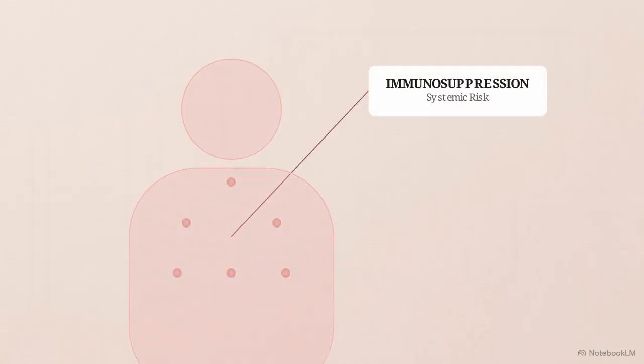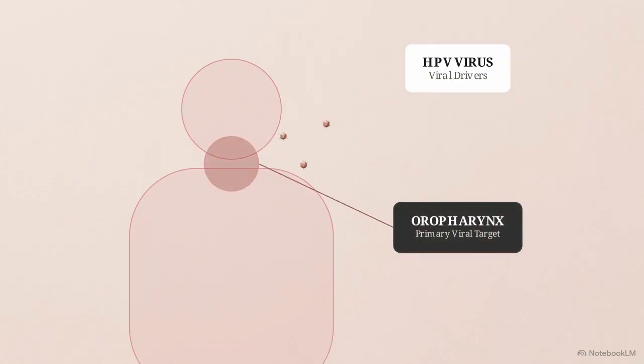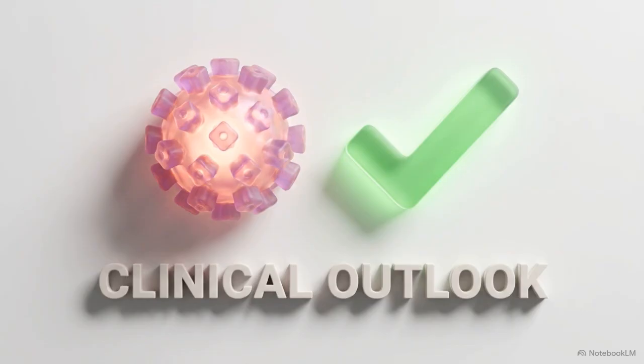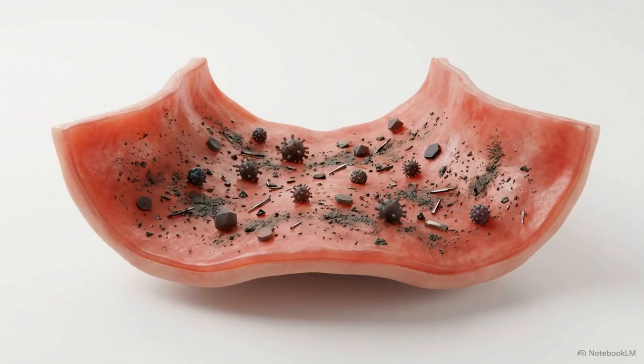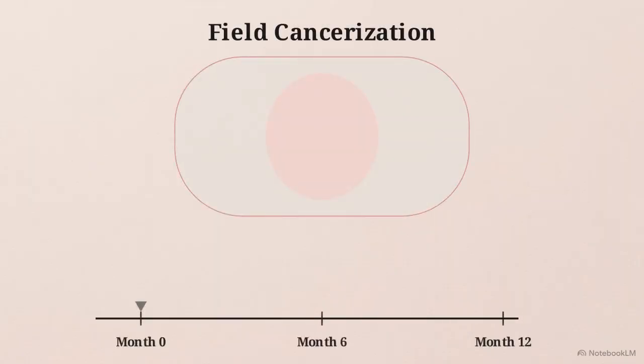Immunosuppressed patients face higher risks, while viral drivers like HPV strongly correlate with oropharyngeal cancers, though HPV-positive tumors generally carry a more favorable prognosis. These chemical, mechanical, and viral factors saturate the entire mucosal environment. They corrupt the regional tissue architecture, setting a continuous oncological trap rather than causing a single isolated tumor. This animated timeline and mucosal map illustrate a concept known as field cancerization.